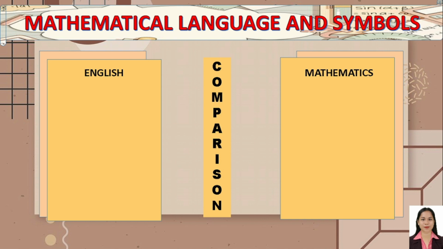So let's have an example between English and mathematics. For noun, it is the name given to an object of interest. Examples are Ben, Cavite, chalk, and etc. While in mathematics, the equivalent of a noun in English is the expression. Say for instance, 5, 4z plus 2, and 10x.